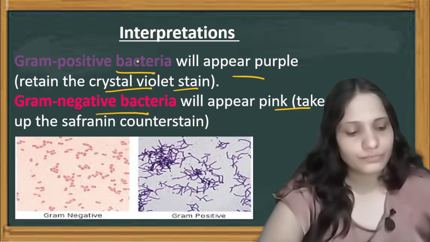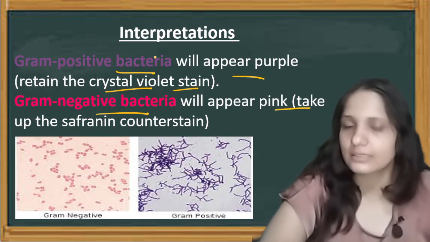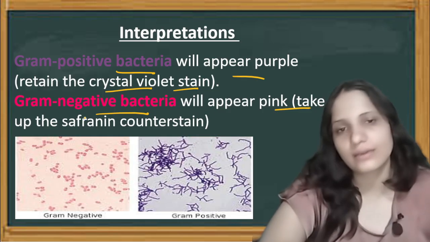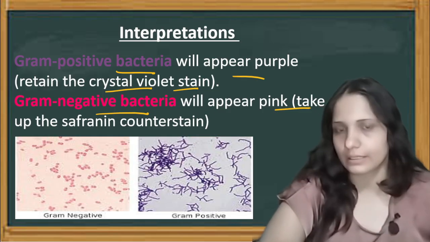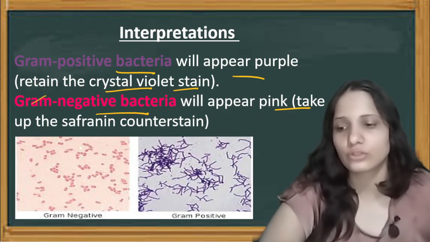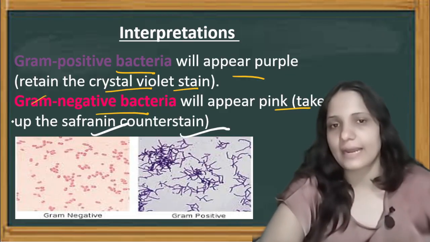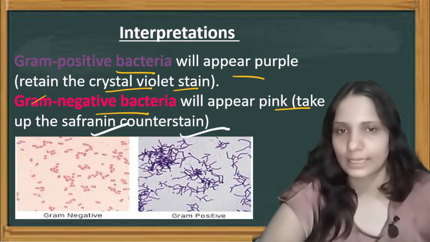So out of these two bacteria, which bacteria retains crystal violet? You will answer gram positive bacteria, and gram negative bacteria are washed away. So the final results are like this. This is the picture of your microscope. After visualizing slides on the microscope, we find these 2 types of results.